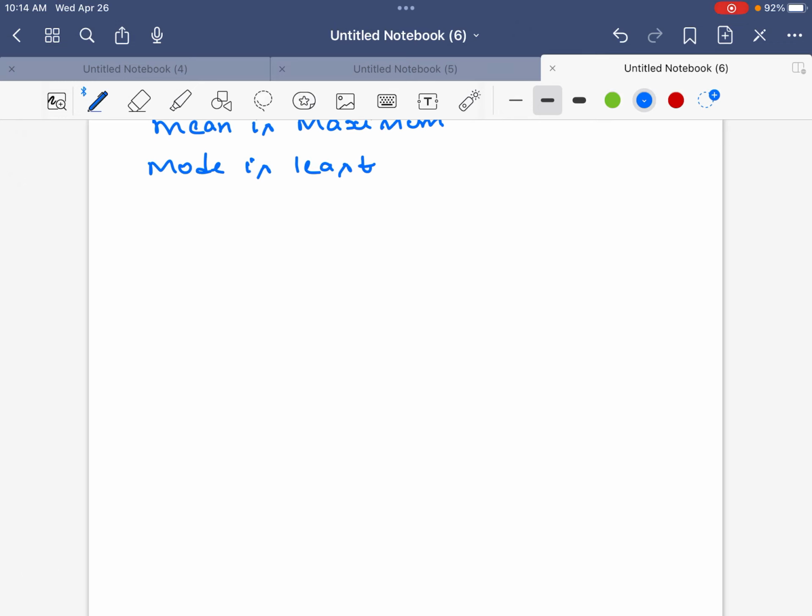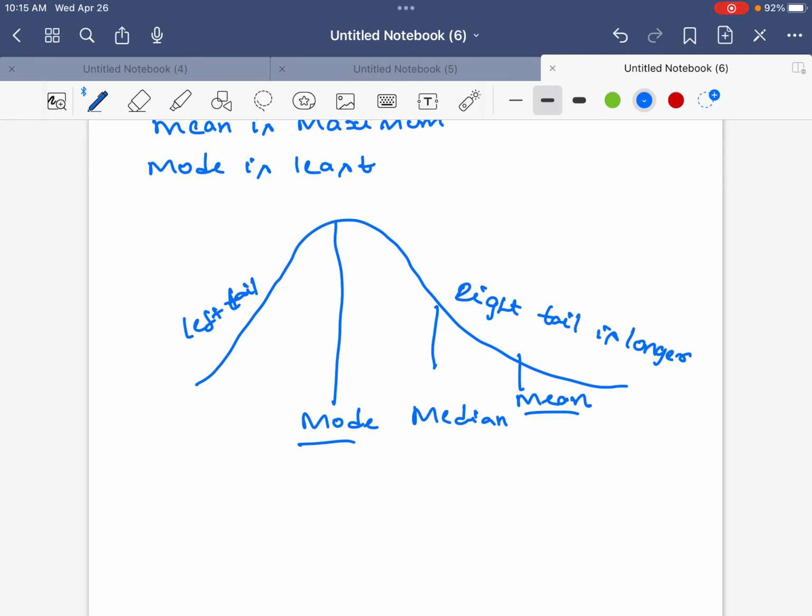and mode is going to be least. Median lies between mean and mode. Mean is maximum, mode is least, and median lies between these two. And this type of distribution we call a positively skewed distribution. Similar to that, there is a negatively skewed distribution.